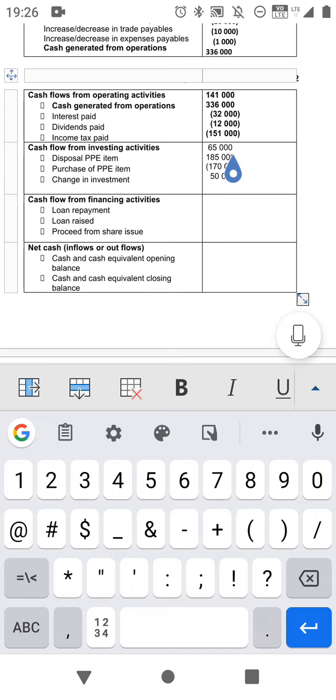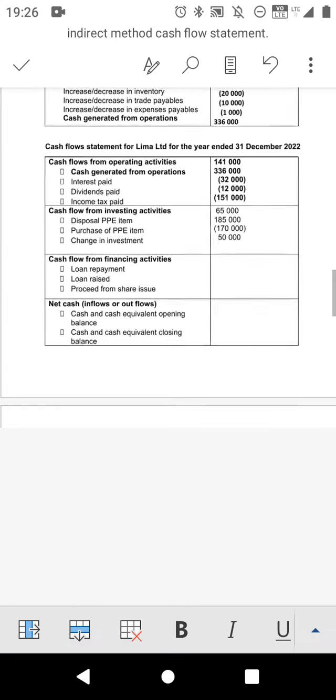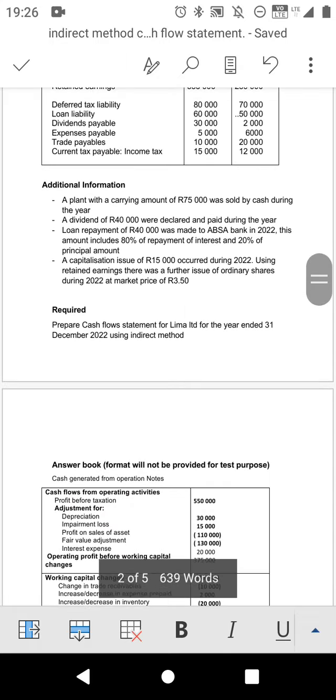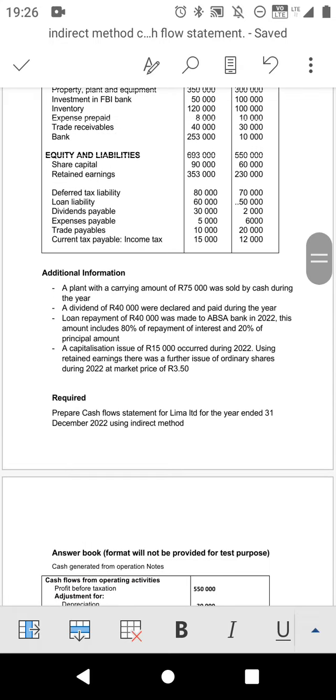The first part, we have loan repayment, we have loan raise, we have proceed from share issued. So under loan repayment, remember we read the transaction number 3. A loan repayment of 40,000 was made in ABSA in 2022. This amount includes 80% of interest. The 80% was focused on interest, then the 20% was focused on principal amount. A principal amount simply means that this is an amount excluding what? Interest.